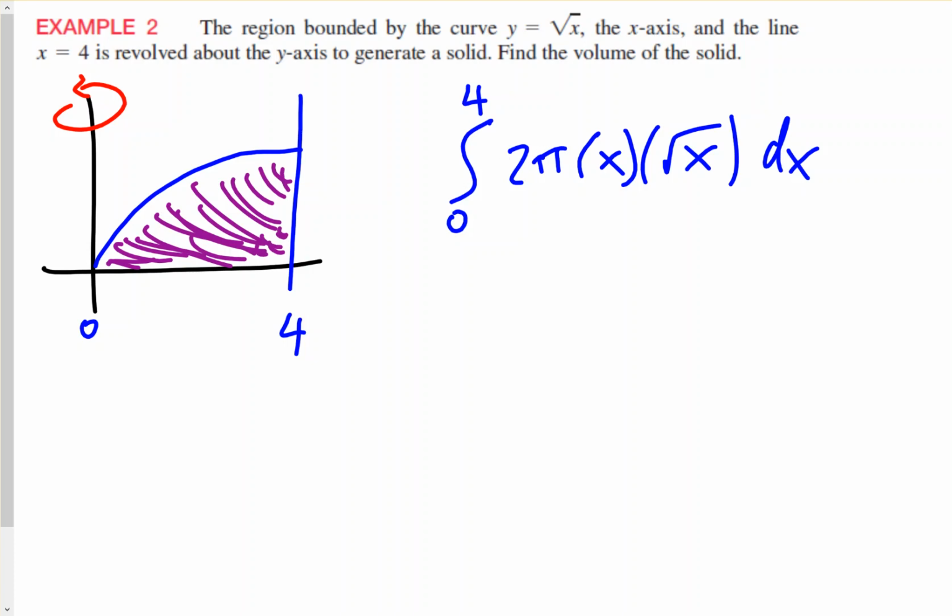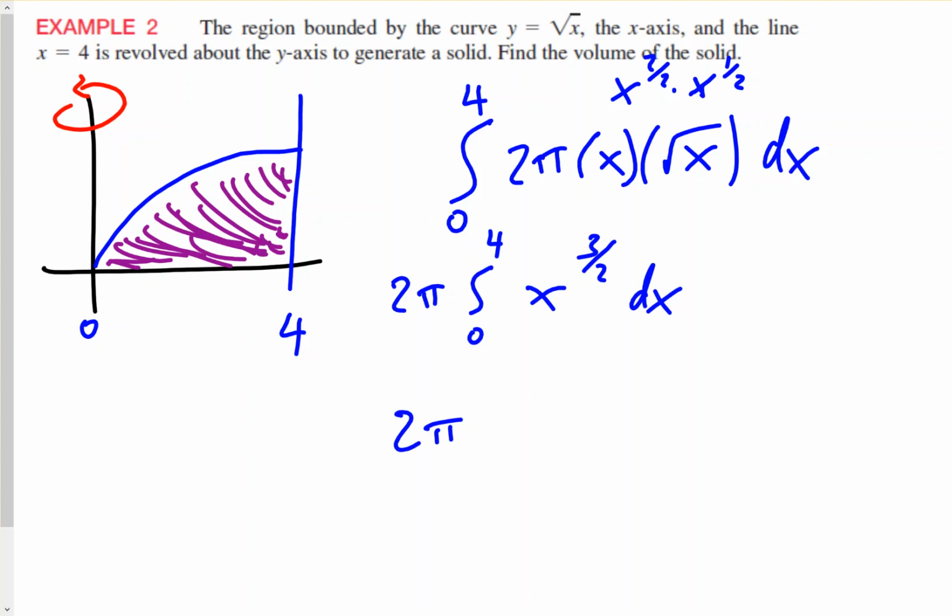Okay, so we could put the 2 pi outside the integral. The x and the square root of x we could combine. This is x to the 1/2. And for x we could say that's x to the 2/2. So when we multiply we could add and we get x to the 3/2. Okay, so we can integrate that easily.